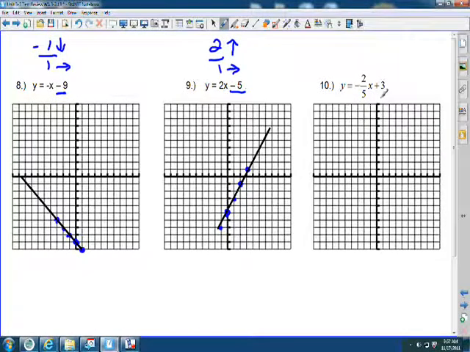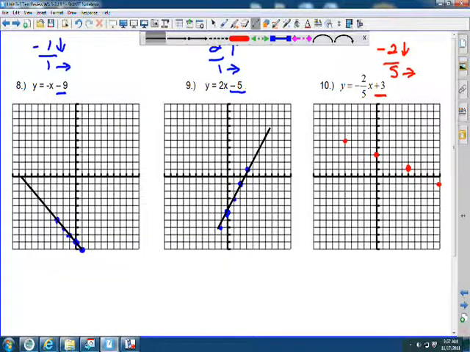Number 10, plot the y-intercept plus 3. The slope is negative 2/5. Go down 2 to the right 5. I'm going to go down 2 to the right 1, 2, 3, 4, 5. Down 2 to the right 5. I can also go up 2 to the left, 1, 2, 3, 4, 5. And I'm going to draw my line.